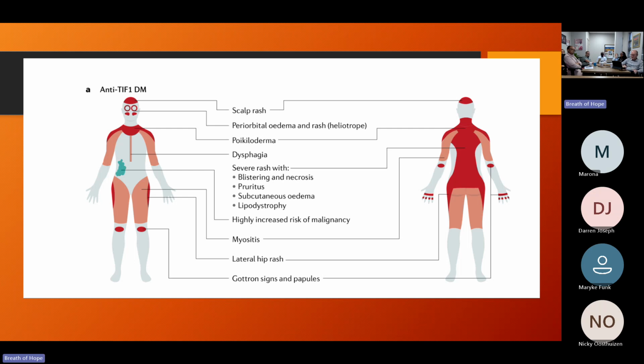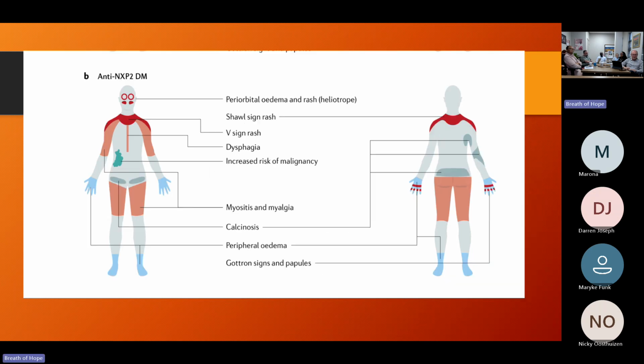They might have some edema, which we've seen on patients. And the big thing with this group is the risk of malignancy. So in this group, the risk of malignancy is the highest out of all of the myositis antibodies that we're dealing with.